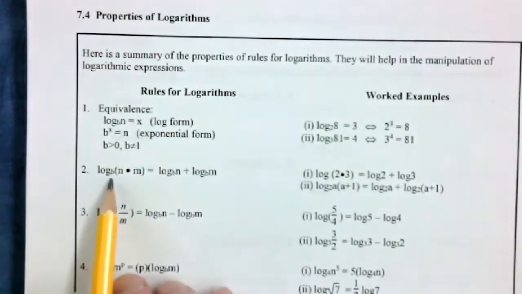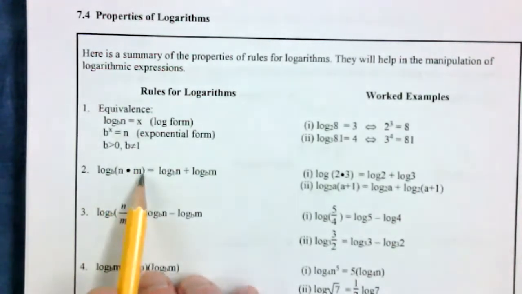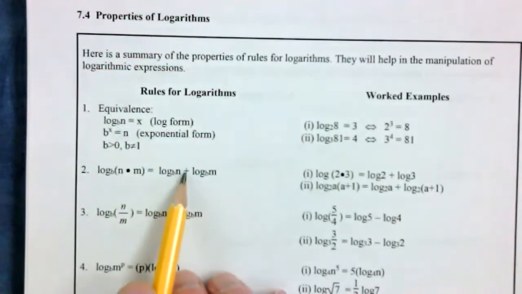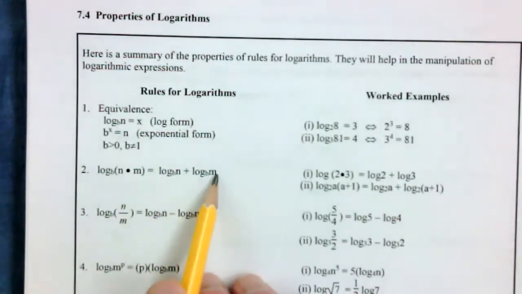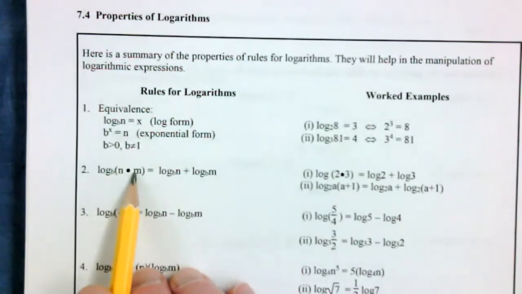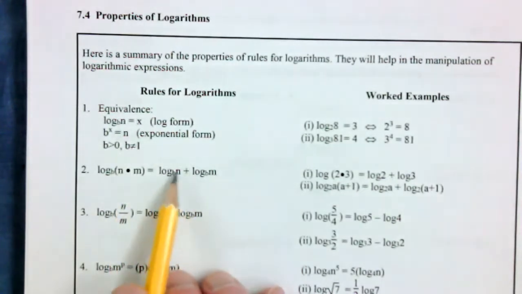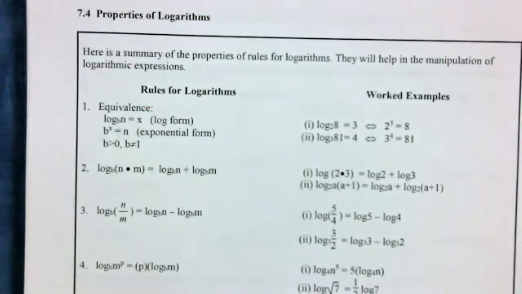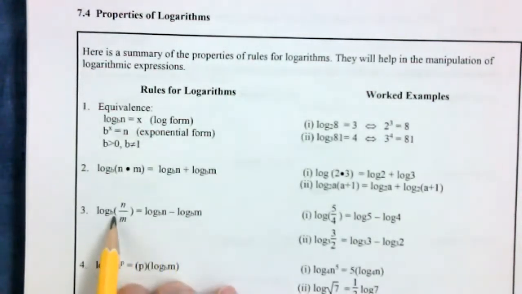So now this stuff is going to be new. Log base b of n times m is the same as saying log base b of n plus log base b of m. So when you multiply them in brackets like this, it's adding them as completely separate logs. That's a property that is true for those. And dividing is subtraction. Notice it's the same base though. Log base b of n over m is log base b of n minus log base b of m.